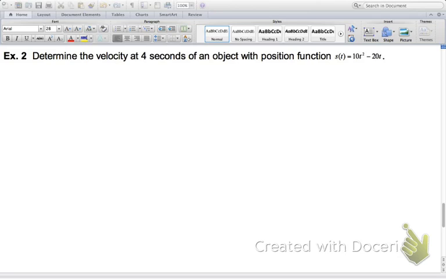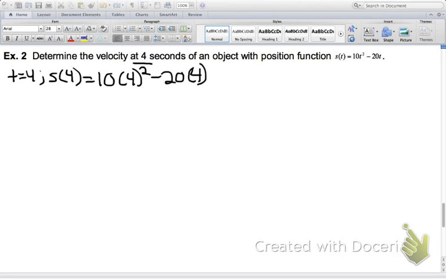So example 2: we want to determine the velocity at 4 seconds of an object with position function s at t equals 10t squared minus 20t. Since we are looking at 4 seconds, we know that t is equal to 4. So we're going to find what s at 4 is equal to. When we sub in 4 for t, this will be equal to 160 minus 80, which is equal to 80.